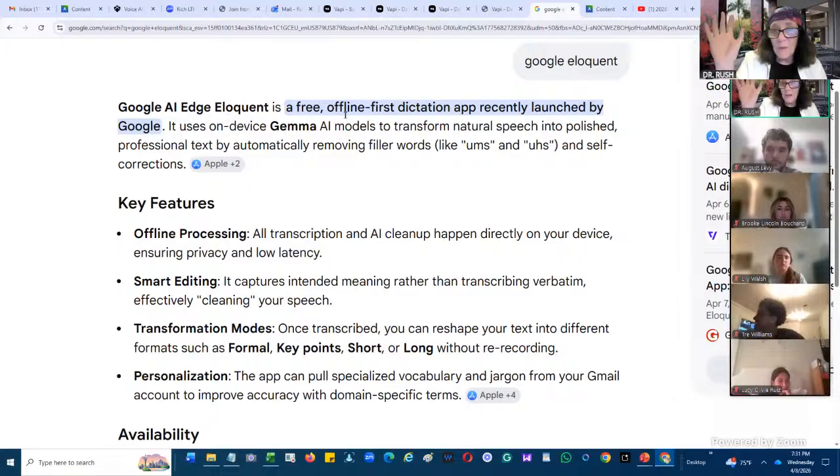That's it. I can go anywhere in the world. I don't have to be online. I can be on a plane. I can be anywhere, right? Offline first dictation app recently launched by Google. It uses on device. That's what it means, Kiko. On my own device, whether it's my phone or my laptop. In this case, probably the phone. This is on device, just using Gemma AI models to transform what? Natural speech into polished professional text by automatically removing filler words like ums, ahs, and self-corrections.